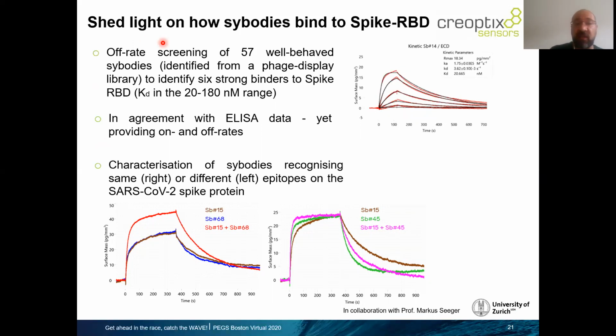So they could identify 57 well-behaved sybodies from the phage display, and they could analyze them with ELISA. Of course, what we could do for them, we did an off-rate screen, not shown here, but we could identify from the off-rate screen 6 strong binders with an affinity of 20 to 180 nanomolar. This is one example of one of the tightest sybody binding on the ECD spike. It was in agreement with the ELISA data. However, we could give them more information about the on-rate and the off-rate. And then we could characterize it further.